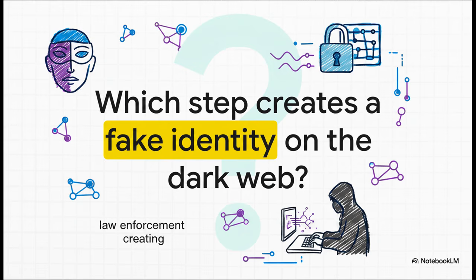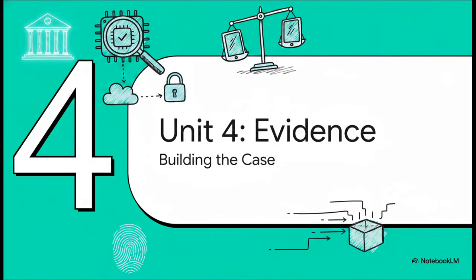Unit 3 quiz time. During an infiltration, what do we call the exact step where law enforcement establishes a fake identity on the dark web? That is digital persona creation. But here's the thing. Catching the criminal means absolutely nothing if you can't prove it in court. So let's jump into Unit 4, Digital Evidence Management, Building the Case.